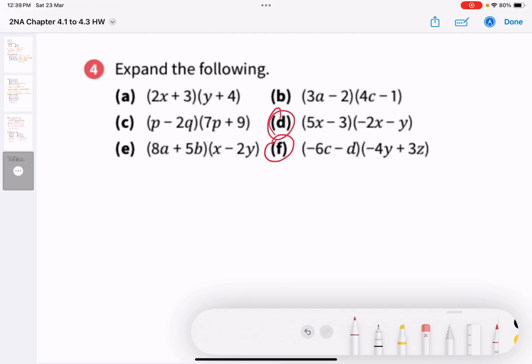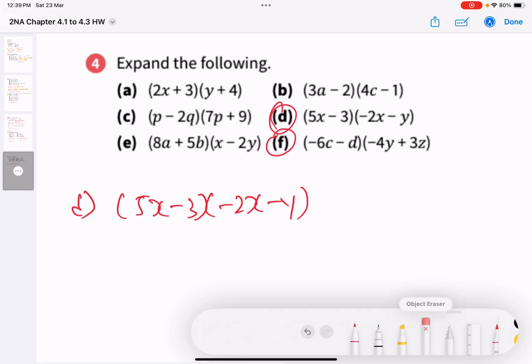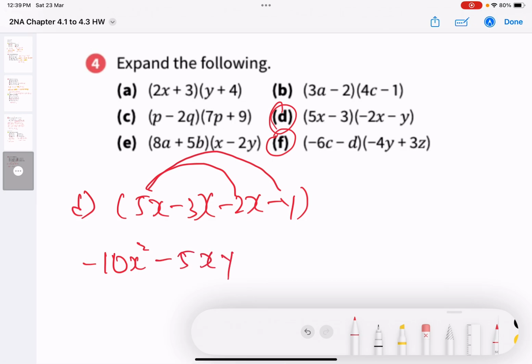Question number 4, part D. I have (5x minus 3)(negative 2x minus y). So I need to expand this thing. So I take the number over here, I'm going to expand it. So 5x multiplied by negative 2x gives me negative 10x². 5x multiplied by negative y is going to give me negative 5xy.